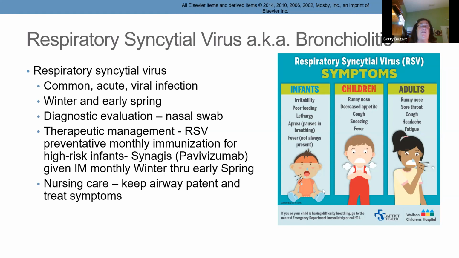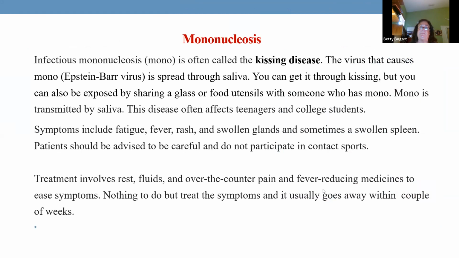Now, RSV's other name is bronchiolitis. You're going to hear those words used interchangeably. Bronchiolitis, RSV, think of the same thing. We treat it with aerosol, suctioning, and then giving them time to eat. And for those who are at risk, we give those monthly immunizations.